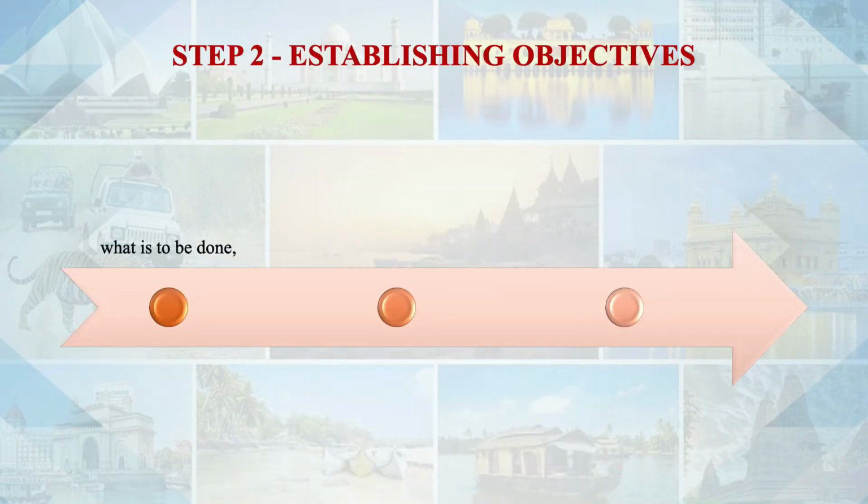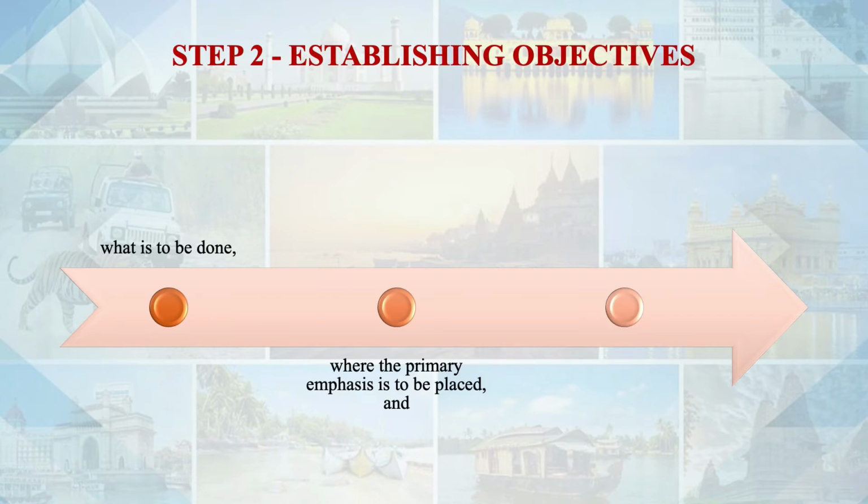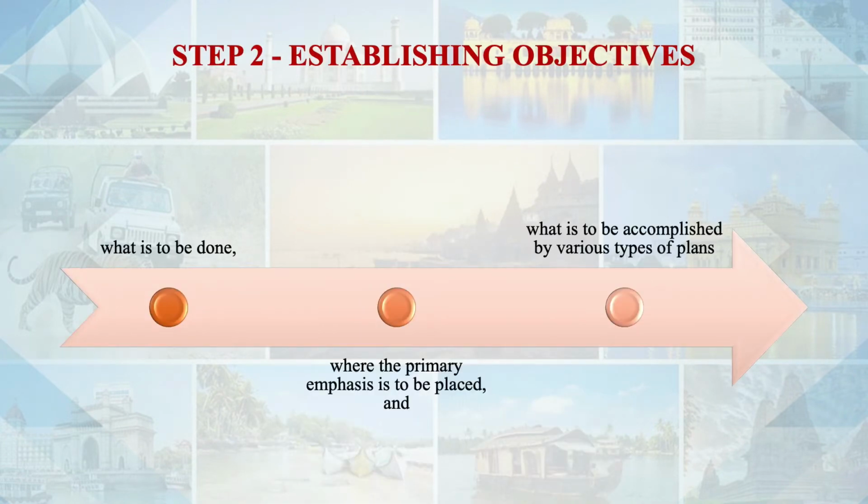Step number 2 pertains to establishing the objectives. Again, within this, there are certain questions that should be asked which will definitely help anyone to clarify various issues. Number 1, you need to find the answer to this question, what is to be done? Ultimately, what is the future state that you are looking for? Where is the primary emphasis to be placed? And also find the answer to this question, what is to be accomplished by the various types of plans that are being formulated.